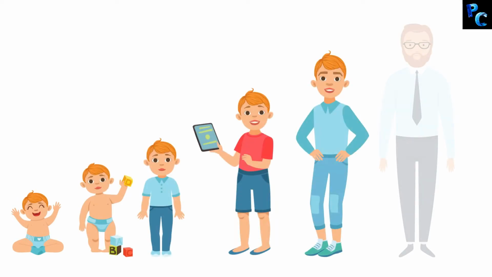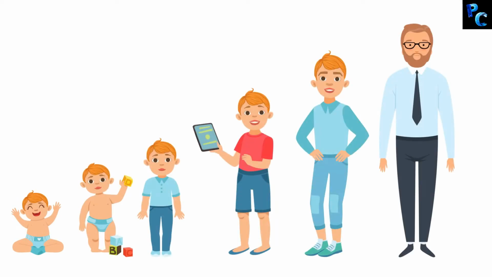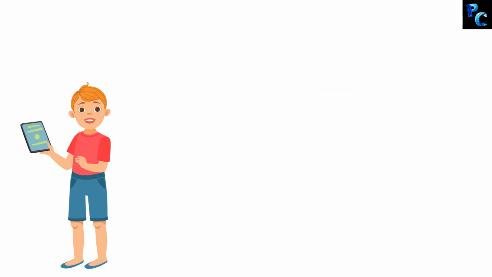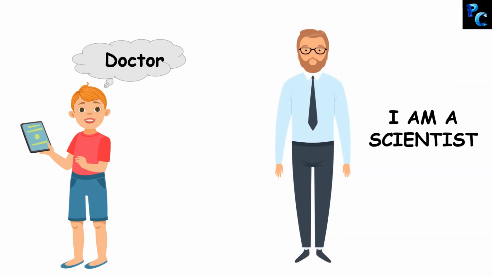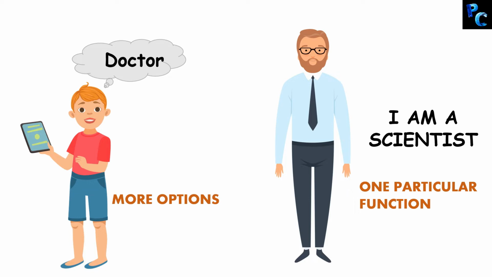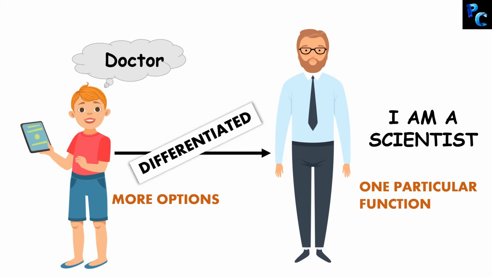For example, when you are young, you are not matured. Slowly, you will mature to a man or a woman. In the young age, you will think, I want to become a pilot or a scientist or a doctor. But as you become matured, you choose only one profession, right? Say you become a scientist. So, when matured, you are doing a particular function only. But when you are immature, you have more options. It is like differentiating to a particular function.